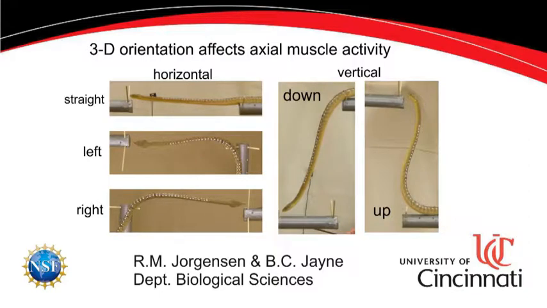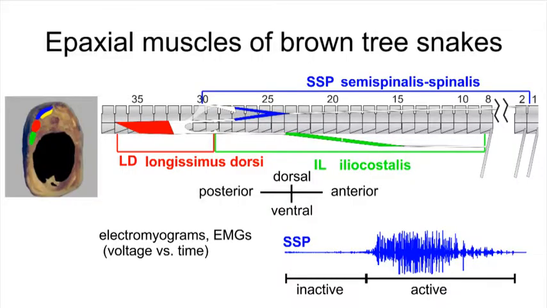Diverse non-aquatic animals must support their long axis as its orientation changes relative to gravity, and because this is especially ecologically relevant for arboreal snakes, we used brown tree snakes as our study species to approach this problem.